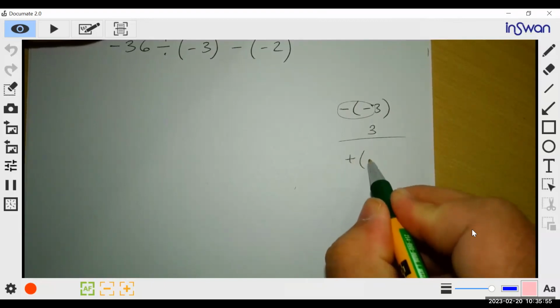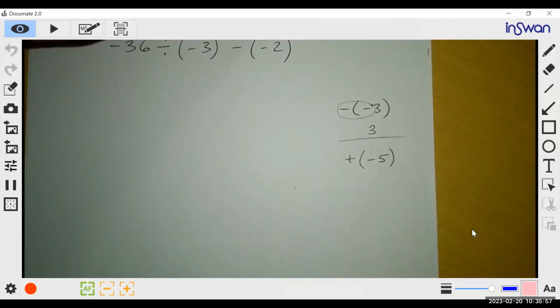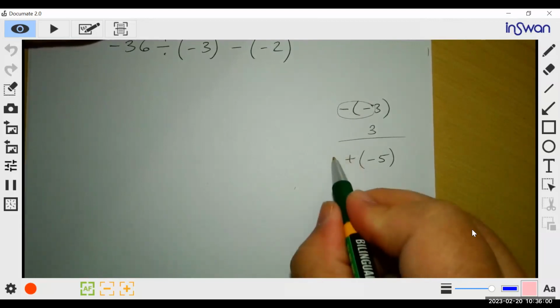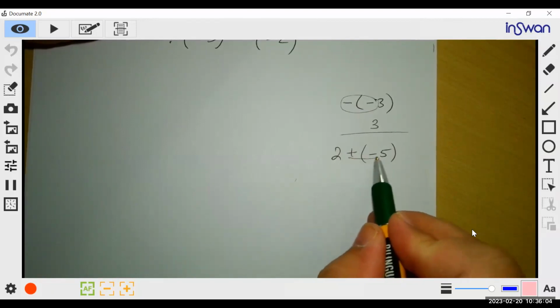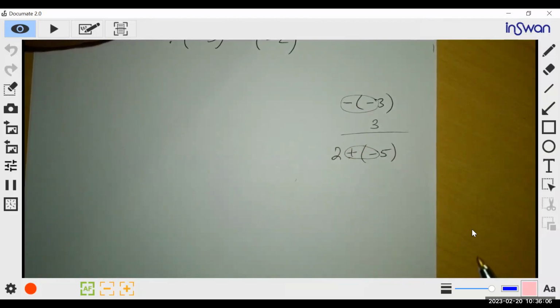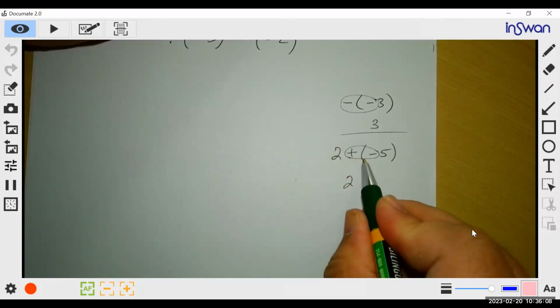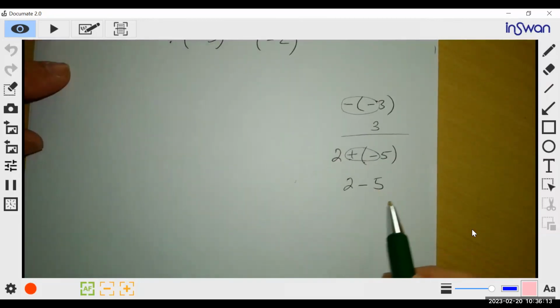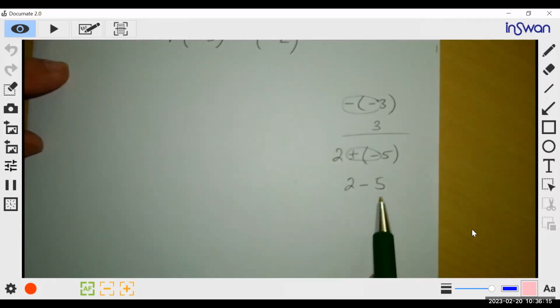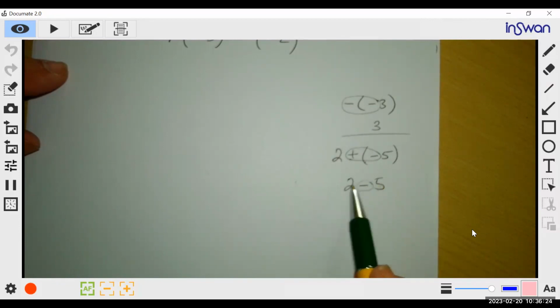Let's say I had this. I have two signs next to each other. If they're opposite signs, what does it become? So these two become negative. Now I'm adding and subtracting. The rule there is take the sign of the larger number. Since 5 is bigger than 2, the answer is going to be negative. 5 minus 2 is 3.